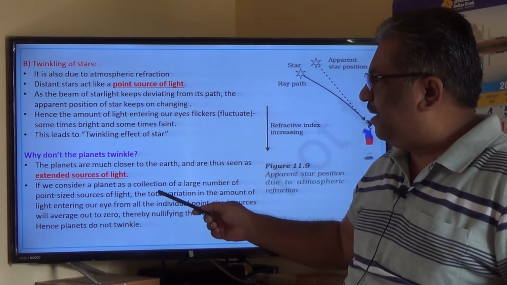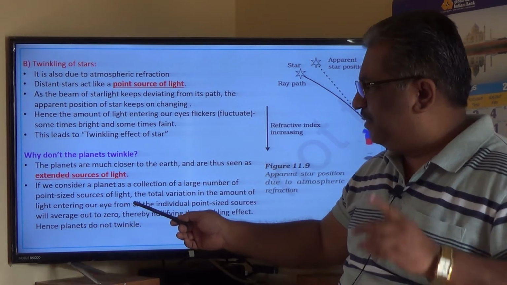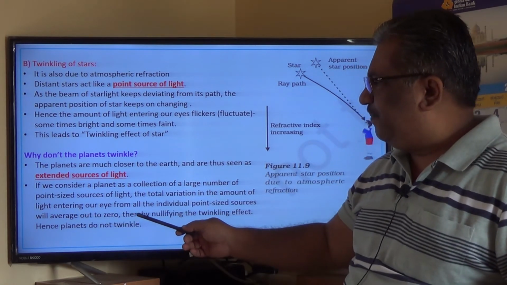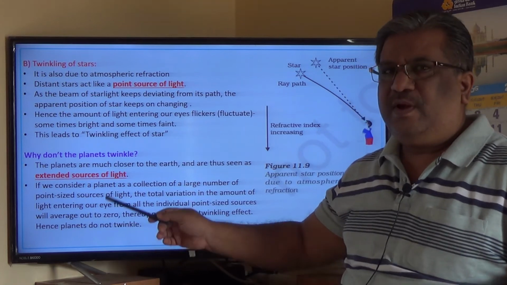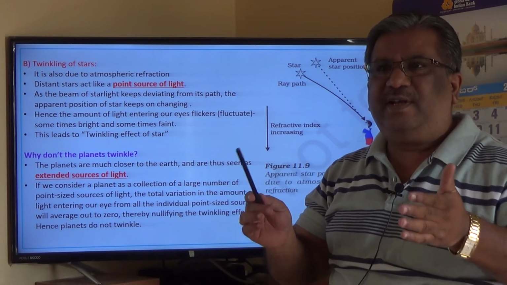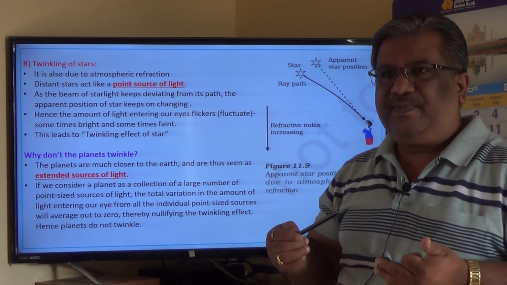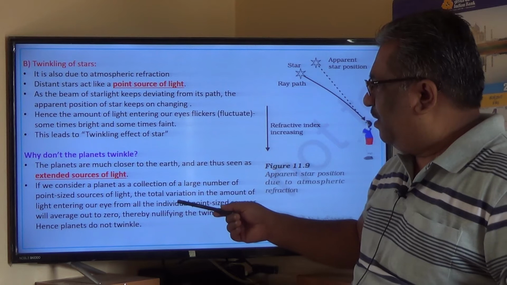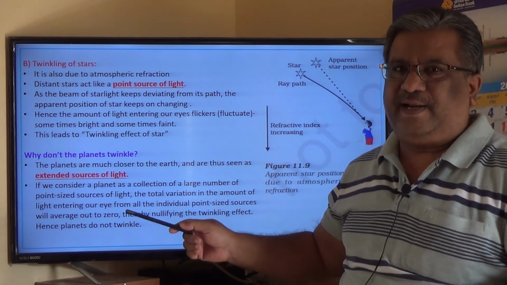If we consider a planet as a collection of a large number of point-sized sources of light, then the total variation in the amount of light entering our eyes from all the individual point-sized sources will average out to 0. What averages out to 0? The total variation in the amount of light that enters our eyes averages out to 0 because the extended source of light is a collection of point-sized sources of light.